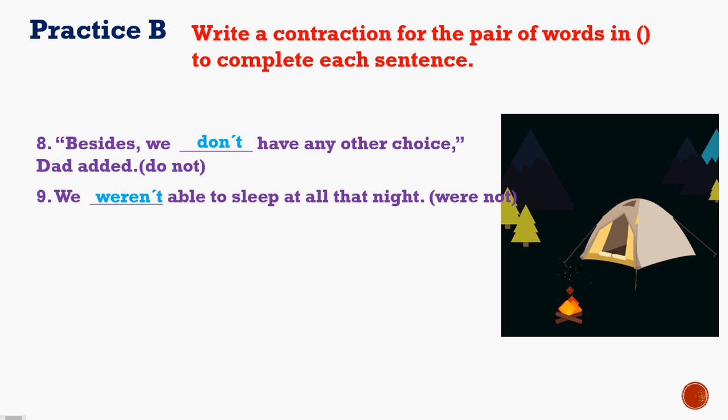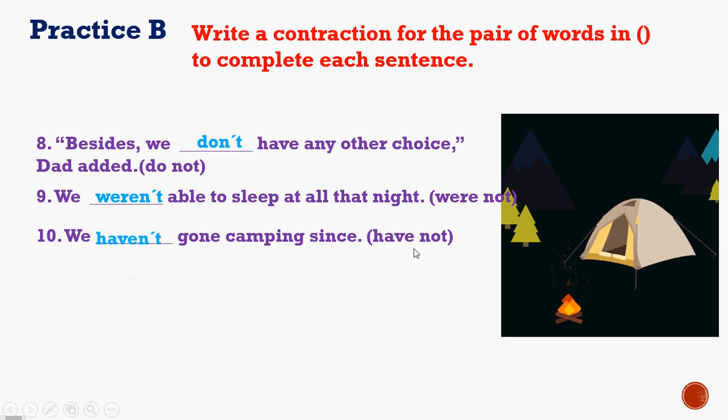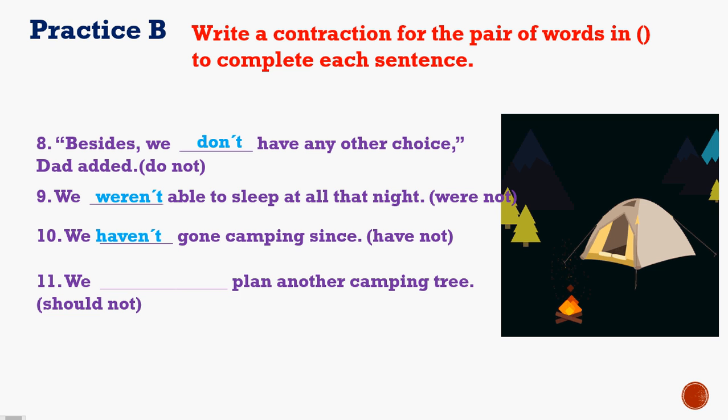Perfect. Number 10. We gone camping since. We need to use have not, and the answer is haven't. Repeat with me. Haven't. Good job. Number 11. We plan another camping trip. We need to use should not. The contraction over here is shouldn't. Repeat with me, guys. Shouldn't.